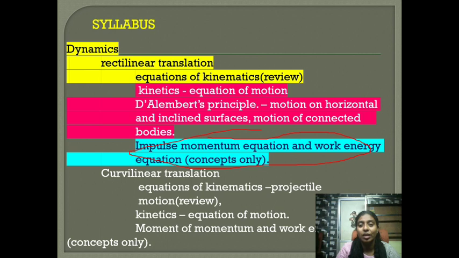So two things we are going to see in this presentation. One is impulse momentum equation and the second one is work energy equation. And these two equations are also the extension of Newton's second law. So all the three principles, that is D'Alembert's principle, impulse momentum principle and work energy principle, are used to solve the kinetics of motion. Kinetics of motion of bodies are derived from Newton's second law, that is force is equal to mass into acceleration.